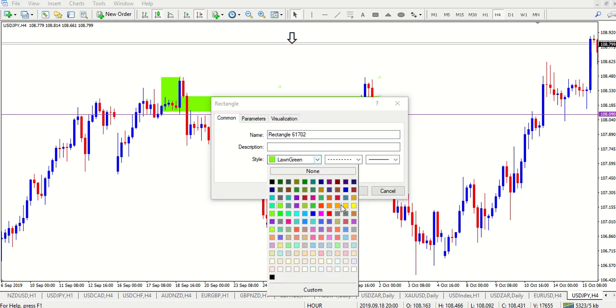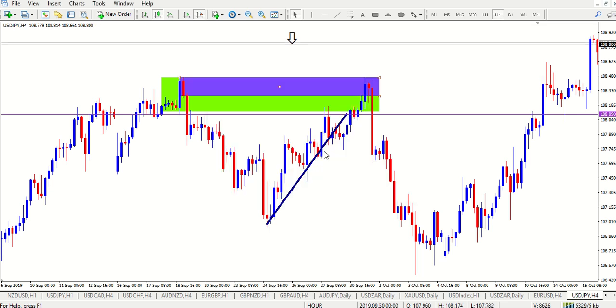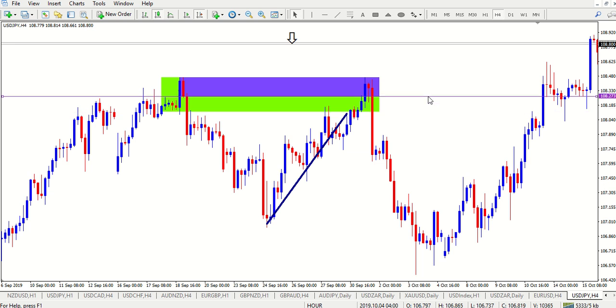Let's give that a different color. So let's make that whatever this color is, orange red, and it turns purple. So in this purple zone, that will be the 4-hour zone. So now you can clearly see that we have a daily entry right there, and now we have a 4-hour entry. So this is just refining our entries, right?